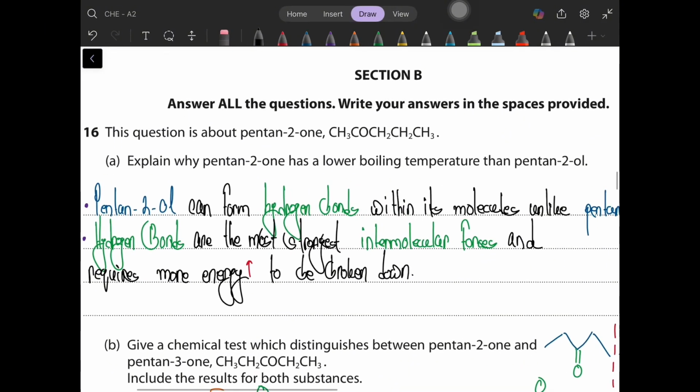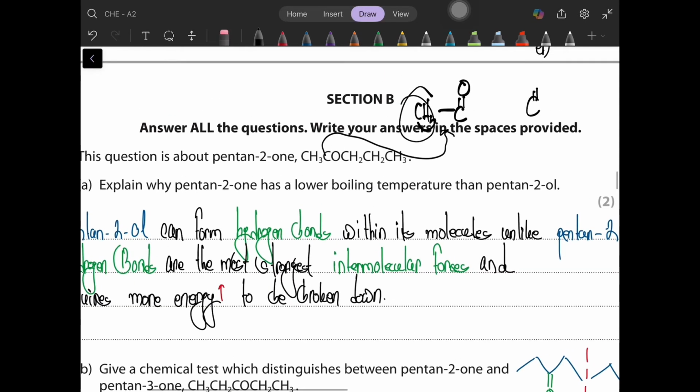Give a chemical test that distinguishes between pentan-2-one and pentan-3-one, right? For pentan-2-one, C=O is next to a CH3, but for pentan-3-one, C=O is next to a CH2, which in turn is next to a CH3, right? So if you do an iodoform test on pentan-2-one, it is going to give a yellow precipitate, right?